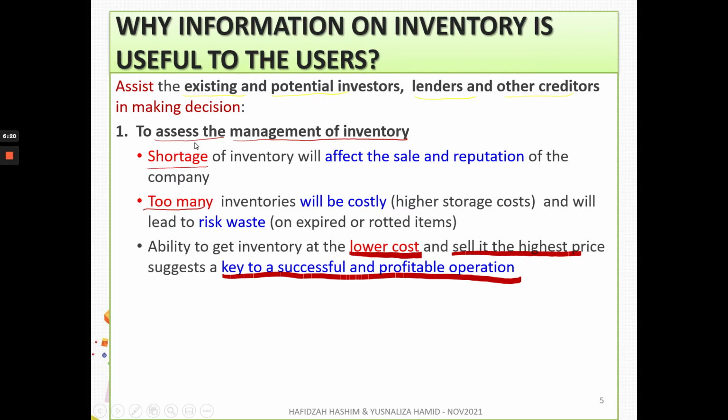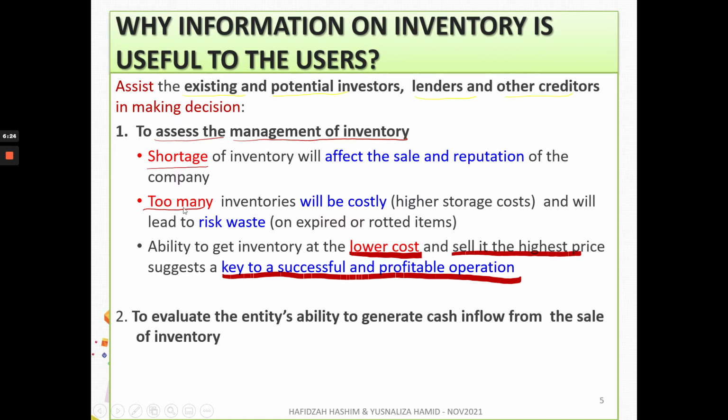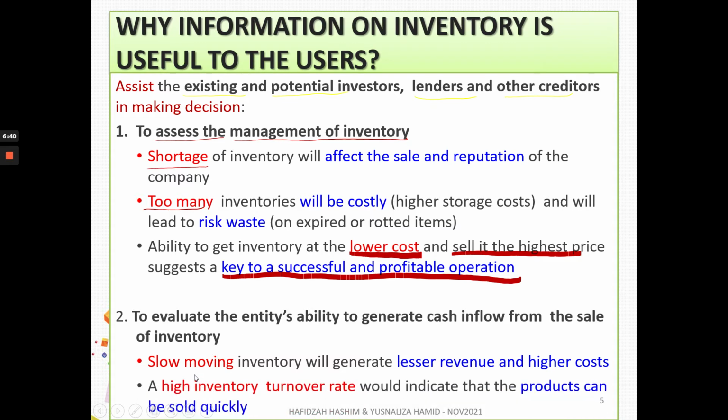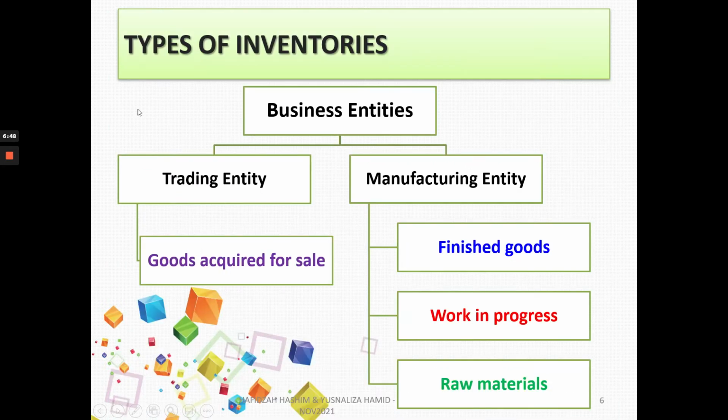So that is how we assess the management of inventories through the information provided by the inventories of the reporting entity, as well as evaluating the entity's ability to generate cash inflow from the sale of inventories. Normally, slow-moving inventories will generate lesser revenues and higher costs, and a high turnover or fast-moving inventories will normally indicate that the products can be sold quickly.